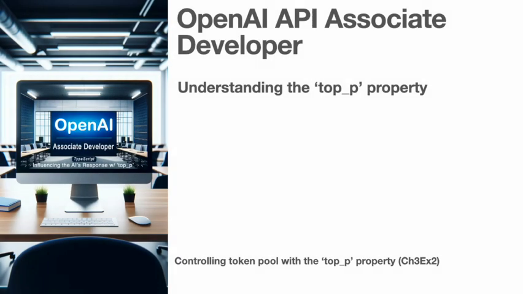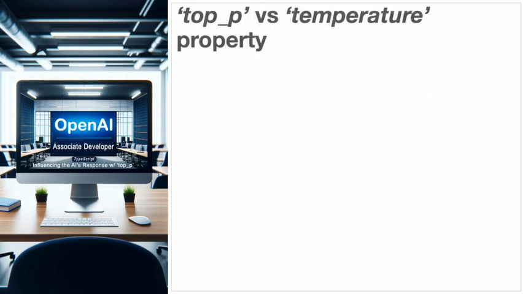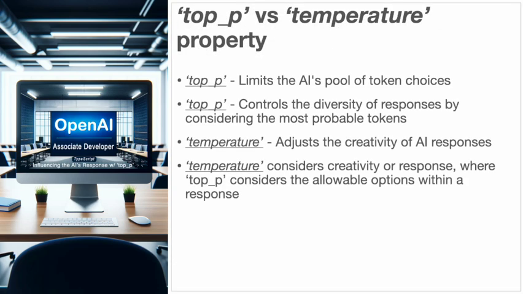In this session, we're going to discuss the top P configuration property in the chat.completions.create call. This property is closely related to the temperature property and is often confused with it. However, the top P property provides a way to control and somewhat limit the availability of token sets the AI can use in its responses.